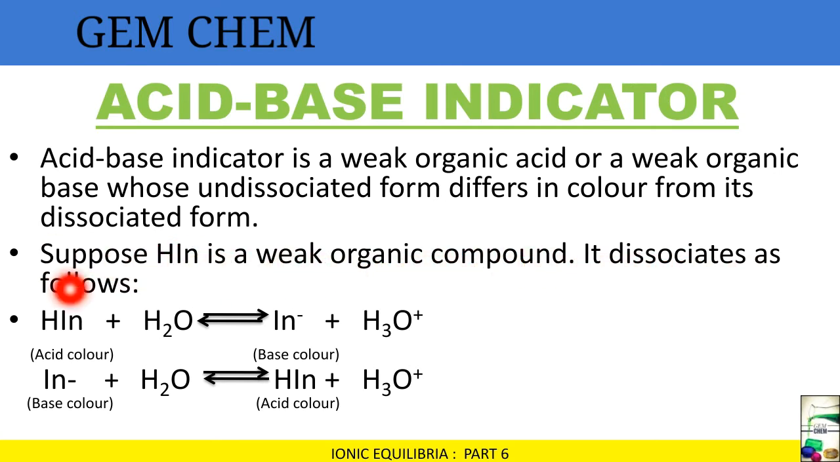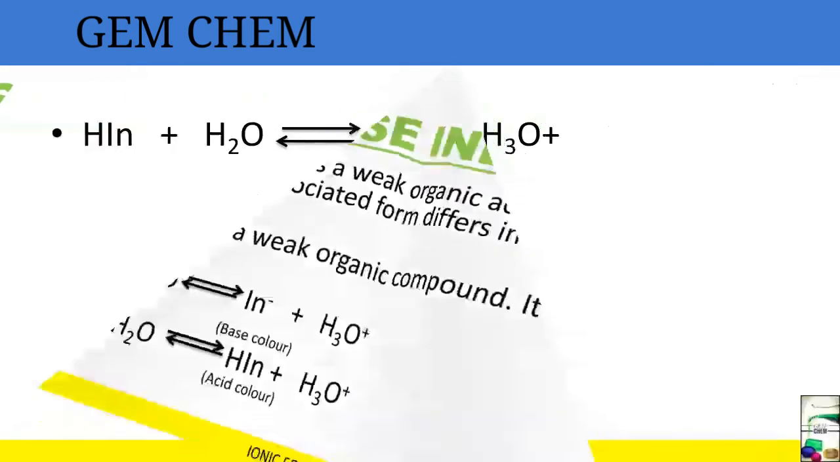Now it dissociates as follows. If suppose HIN is the indicator, then when provided with water, it dissociates and gives a conjugate base, IN minus, plus H3O plus. Now this acid color and base color must be different. Similarly, if a weak organic base is considered like this one, then on adding water, we will get acid color due to the formation of an acid, HIN plus, and H3O plus. Now we will see the constants involved and the pH for indicator, right?